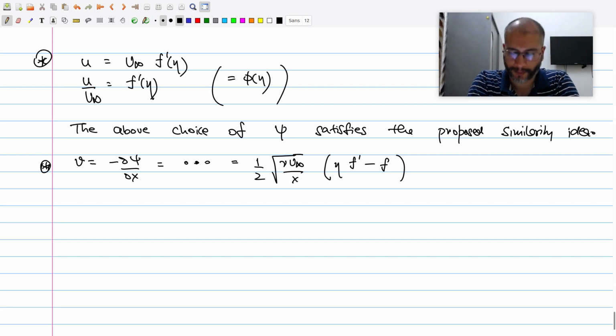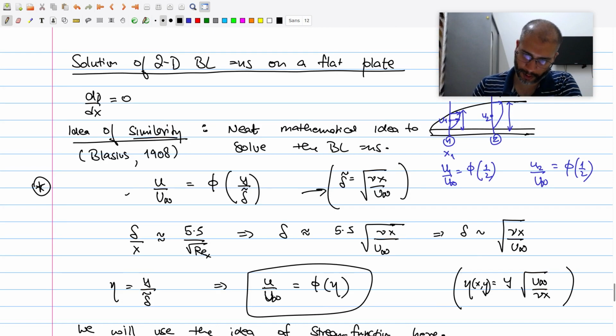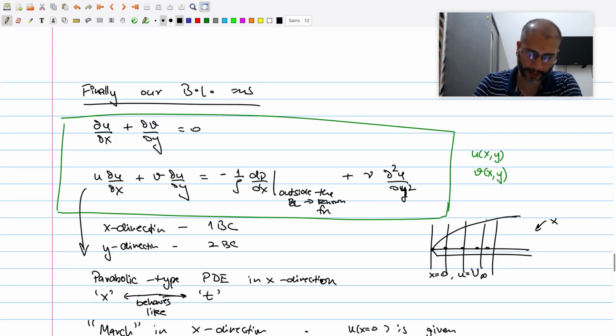So what are we trying to do here? Mathematically, we are trying to convert our system of partial differential equations, which is this green system, into an ordinary differential equation. We have already got rid of the first one, the continuity equation, because by the idea of the stream function, u and v are defined from continuity being satisfied. So it's only the second equation, the x momentum equation, that we have to solve for.